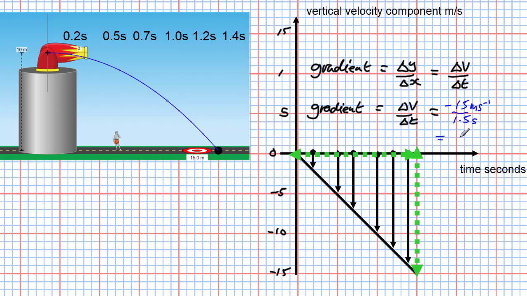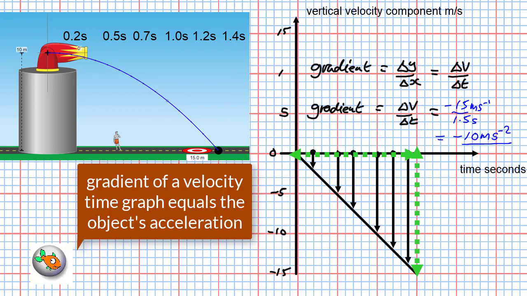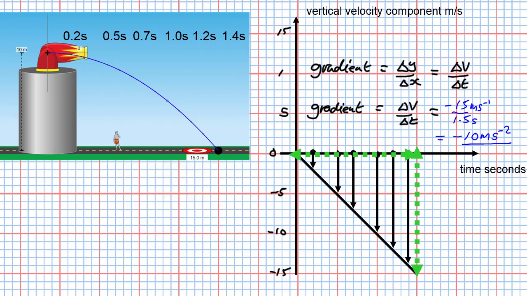Now, doing that calculation, we end up with a value of minus 10 meters per second every second. So the gradient of that graph, in fact, is almost equal to the acceleration due to the force of gravity. The accurate figure is 9.8 meters per second every second. So we've done not bad from a simulation to give us the velocity graph. When we convert it into the gradient, it gives us the acceleration, and that acceleration is the acceleration due to gravity.